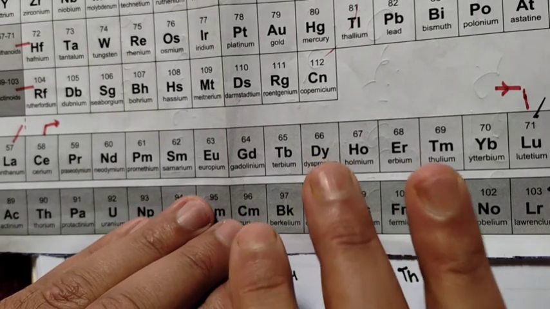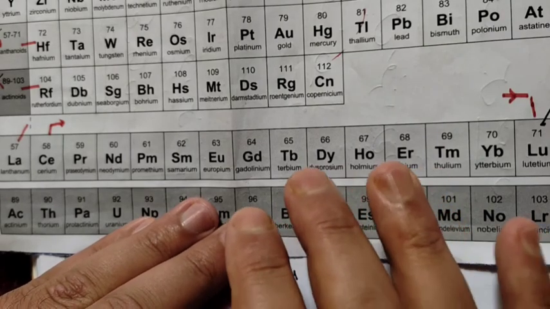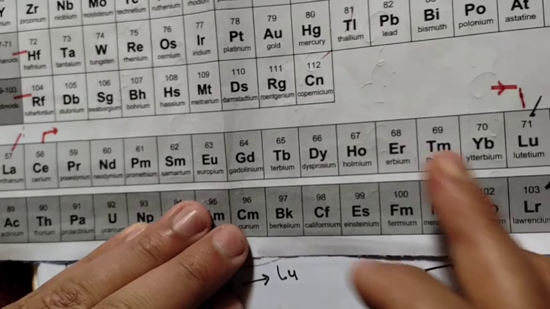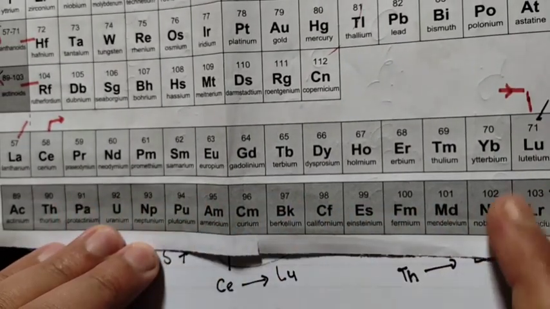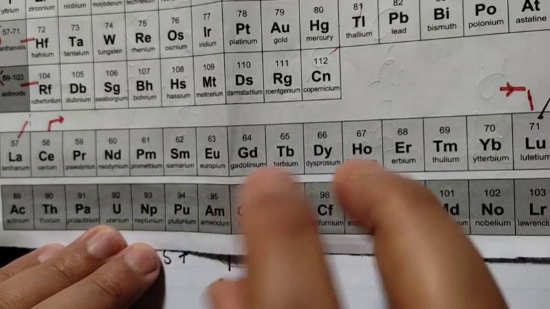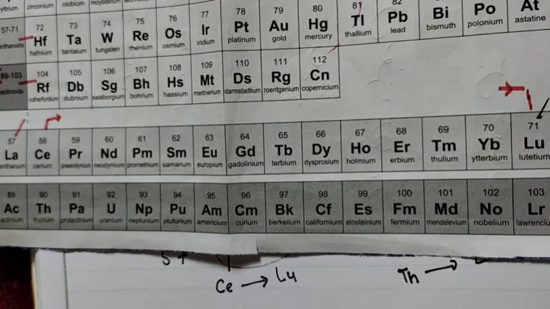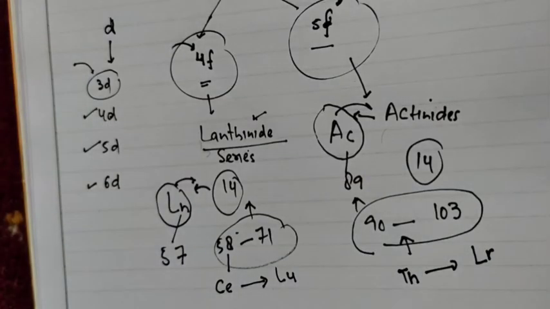लेकिन जो main characteristic है that is f subshell, that it is partly filled when you move from cerium to lutetium, and lutetium is completely filled. इस तरह से thorium to lawrencium, lawrencium is completely filled. The rest of the elements इनमें जो f subshell है that is partly filled. So this is all about the basics of your lanthanides and actinides, that is your inner transition series.